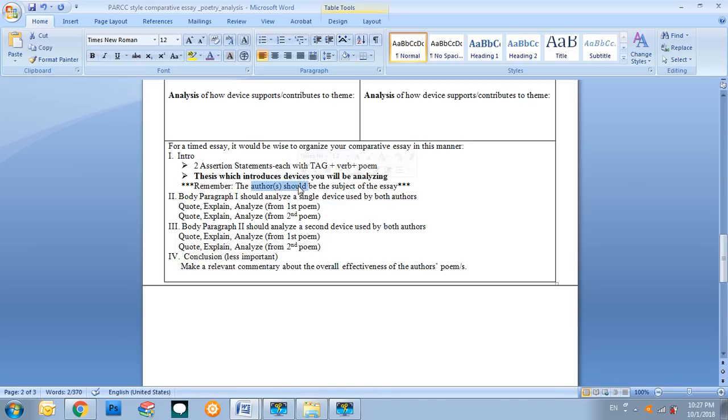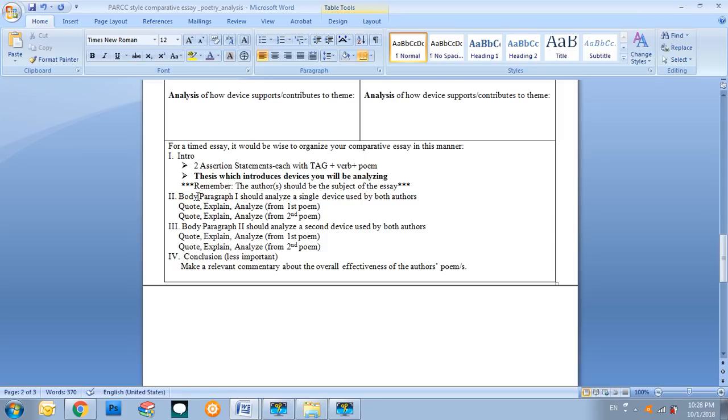Remember that the authors are the subject of the essay, not the theme. So you're not trying to prove to me that the theme is what it is. You're trying to prove to me how the author developed that theme. And so the focus is slightly different.